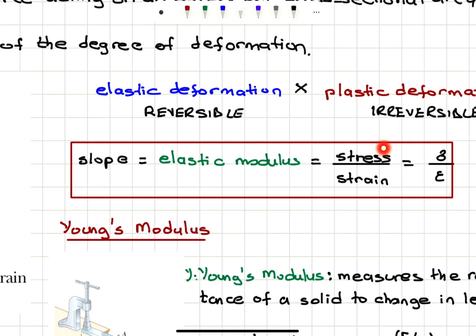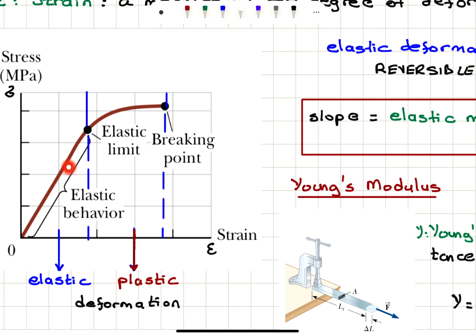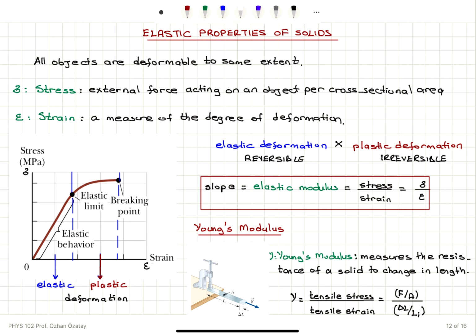If you look at the elastic portion of this curve, the elastic behavior, we can define an elastic modulus, which is the stress divided by strain, so sigma divided by epsilon. This is going to work for the linear relationship between stress and strain that's in the elastic regime.